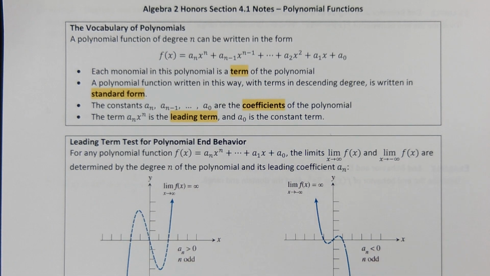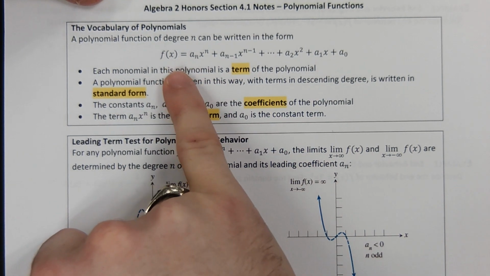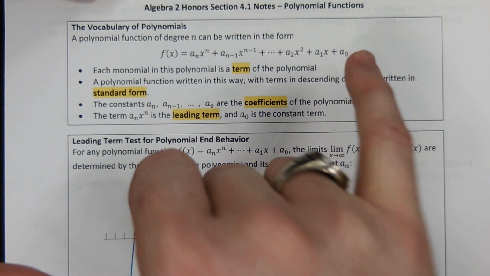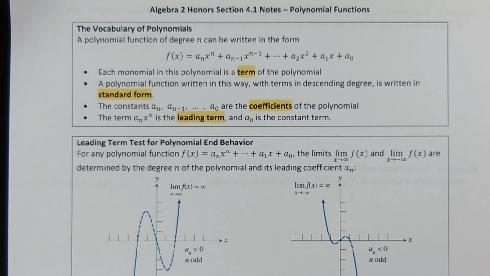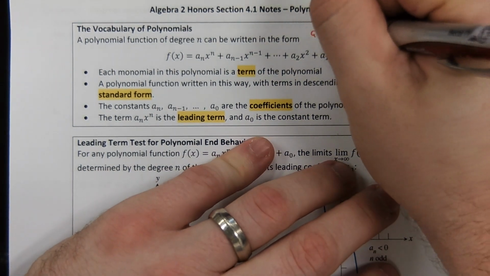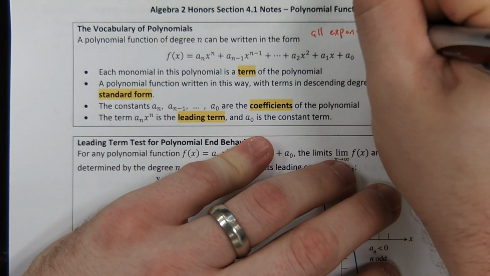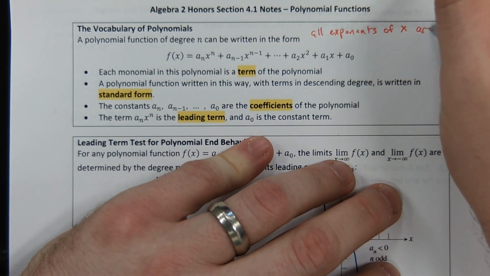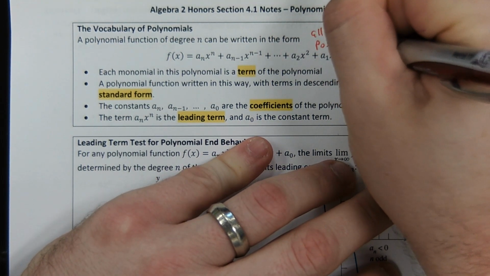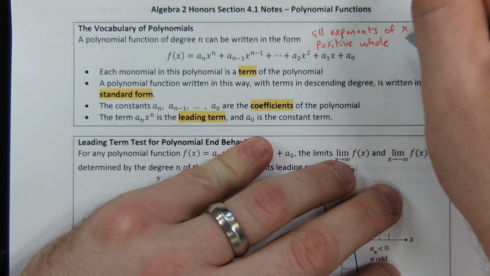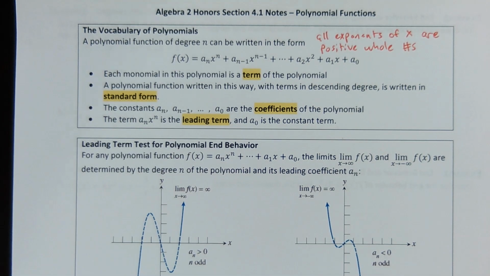First of all, what is a polynomial function? A polynomial function is any function that is held together with pluses and minuses where all of our x's have exponents on them that are positive whole numbers. Okay, but that doesn't say anything in there about it being positive whole numbers, so let's write that first of all. All exponents of x are positive whole numbers. So held together with pluses and minuses, and every exponent on an x is a positive whole number.